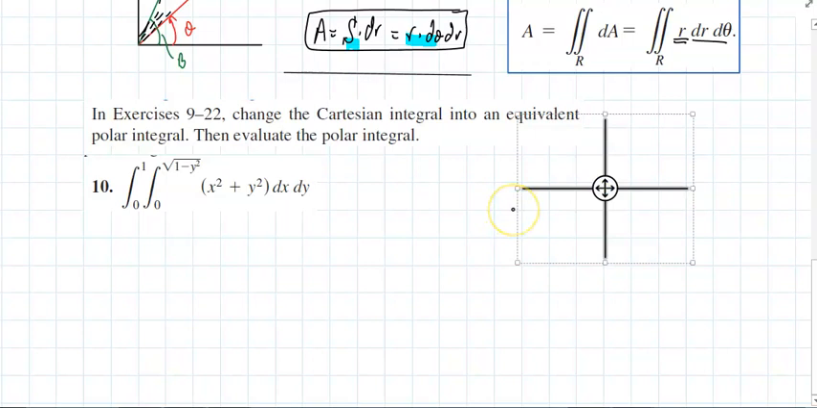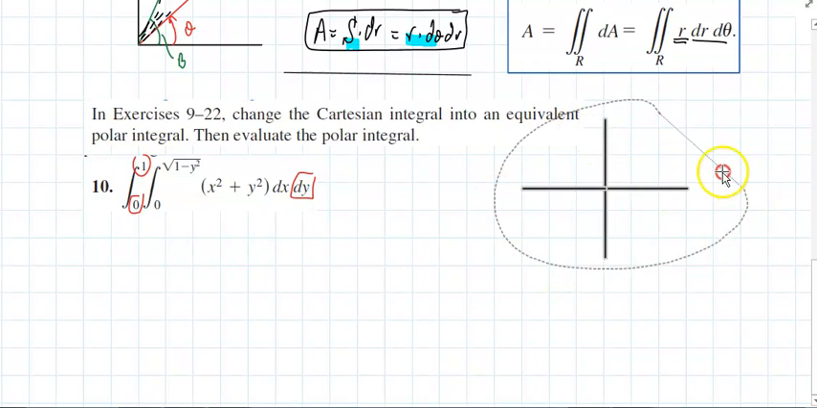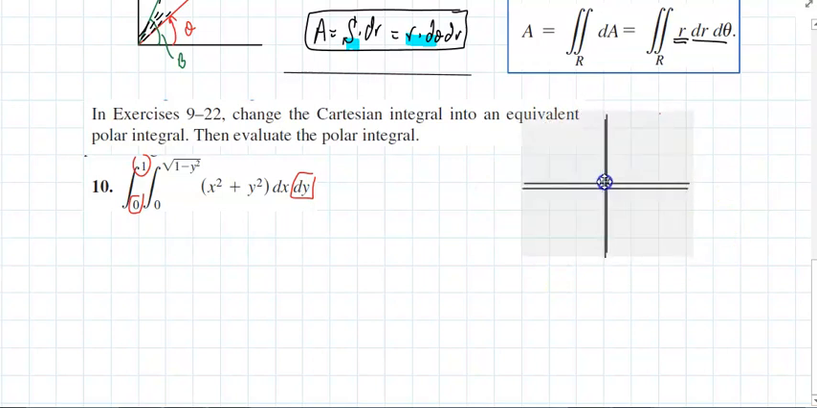And if I take a look at this, I'll notice that they're letting y run between 0 and 1. Well, y equals 0 to y equals 1. That's y equals 0, and that's y equals 1. And x is varying from 0 to x equal the square root of 1 minus y squared.